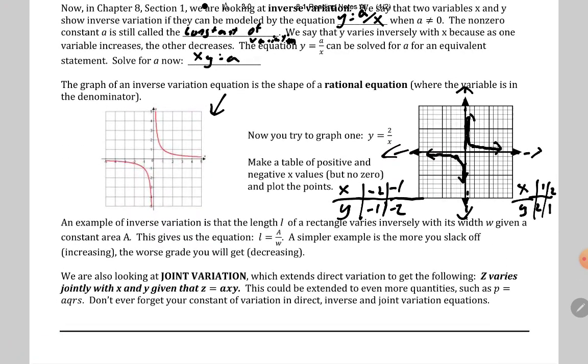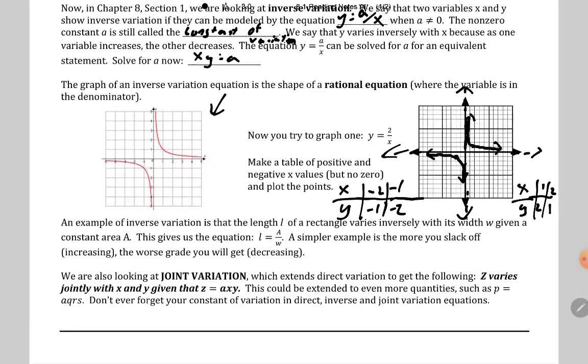An example of an inverse variation is that the length L of a rectangle varies inversely with its width, given a constant area. So this gives us the equation length equals area over width. A simpler example is the more you slack off, the worse grade you will get.